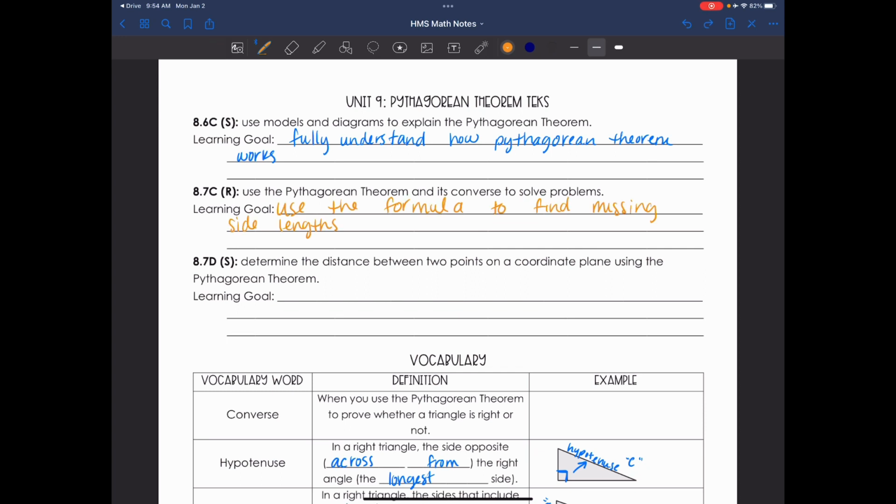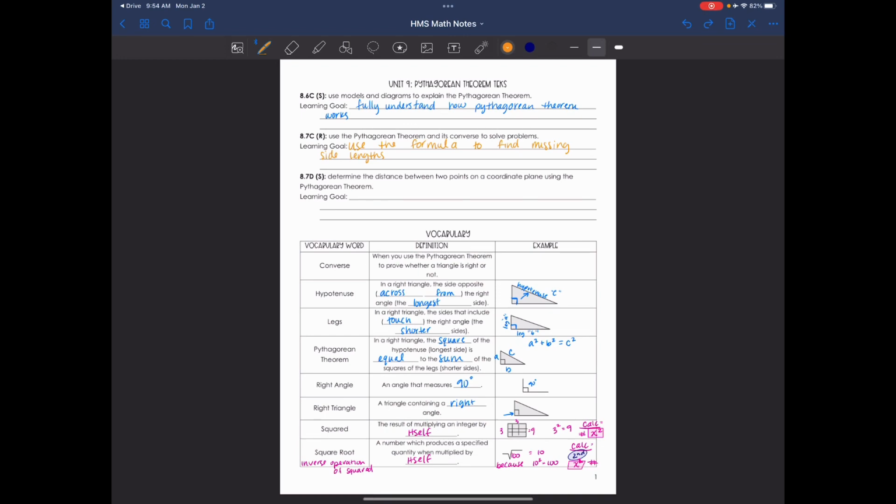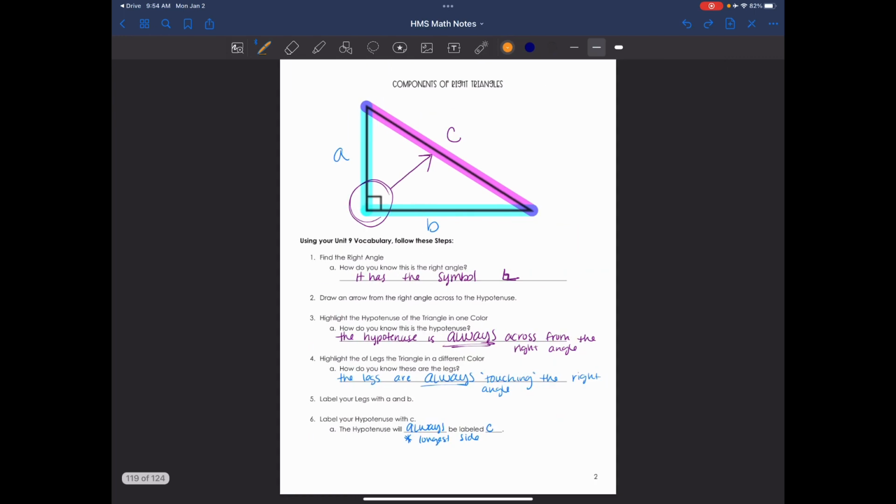We're going to use the Pythagorean theorem and its converse to solve problems, but what we're doing today is using the formula to find missing side lengths. We don't have any new vocab. We are just going to use the vocab we already know: hypotenuse, legs, Pythag theorem, right angle, right triangle, squared, and square root.